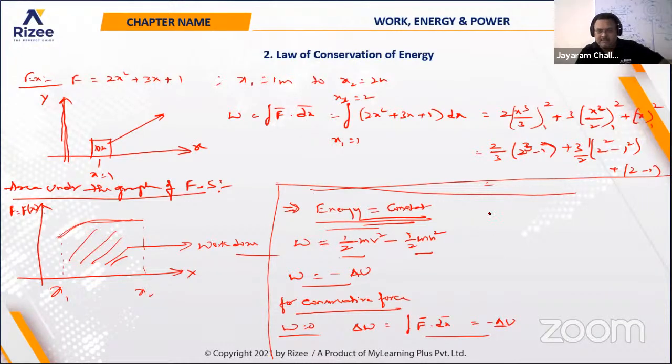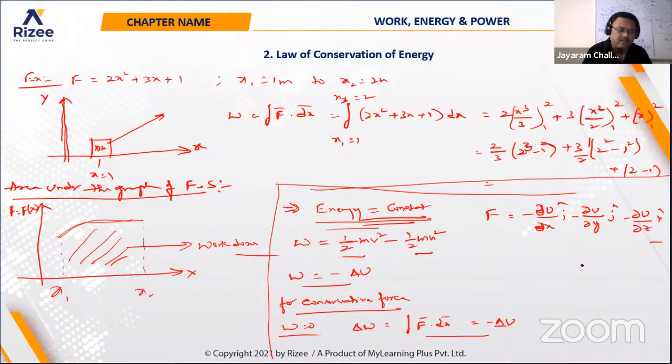And you can say that for the conservative nature, F is equal to minus du by dx, or you can call it du by dr or anything. In the general case, if you want to write it, it is minus dou U by dou x along the i cap, dou U by dou y along the j cap, and minus dou U by dou z along the k cap directions, please.